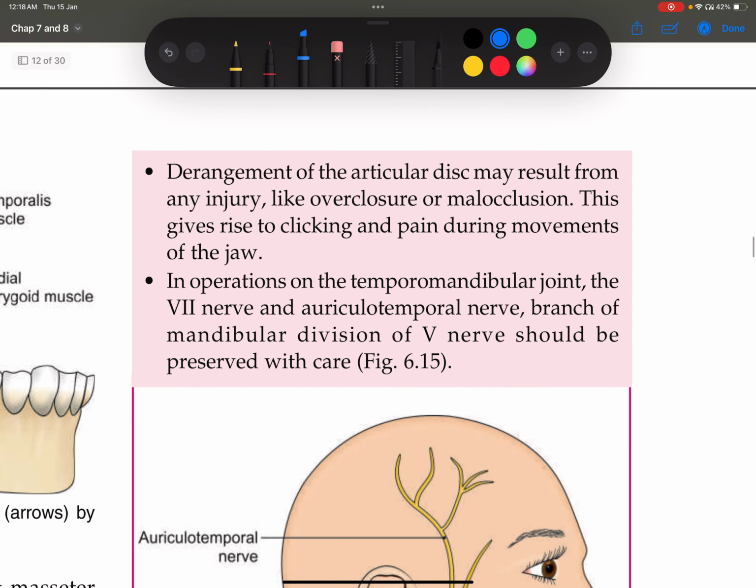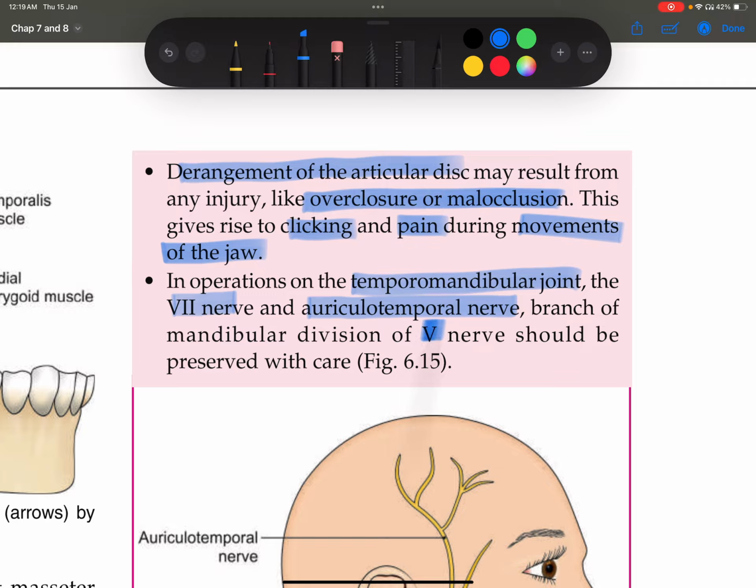The derangement of the articular disc may result from an injury like overclosure or malocclusion. This gives rise to clicking and pain during movements of the jaw, especially during eating. There will be clicking sounds. In operations on the temporomandibular joint, the facial nerve and the auriculotemporal nerve, a branch of the mandibular division of the trigeminal nerve, should be preserved with care.